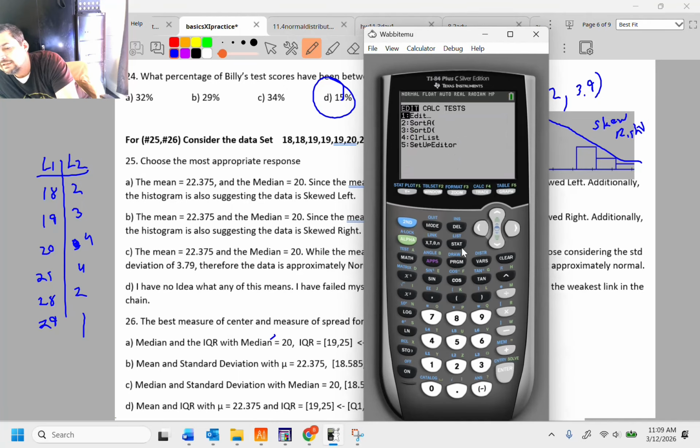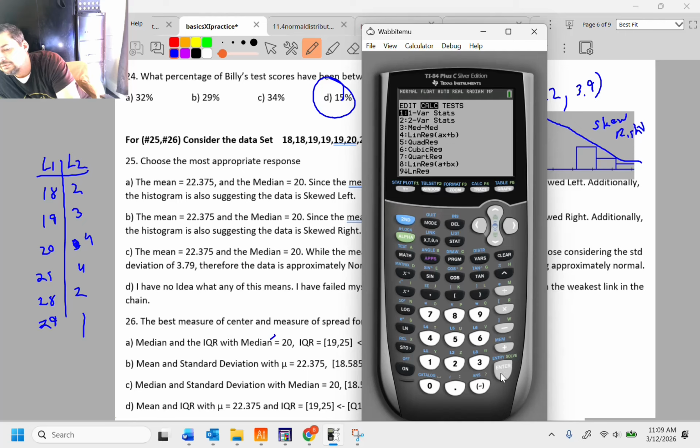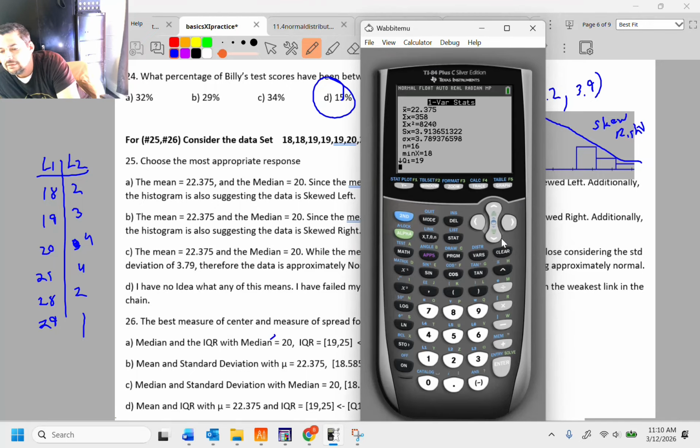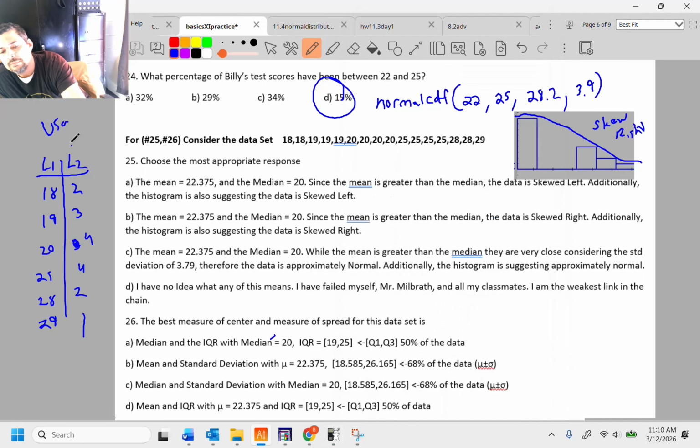Let's go to stat, calc, one variable statistics. Remember, you got a frequency list, second list 2, calculate. And the median and the mean are somewhat close, but the histogram is skewed, okay? So because it is skewed, we use the median. So anything that talks about mean, I'm throwing away. And somebody's going to pick D. Don't pick D, even though that might be you. Oh, it's got to be that one.